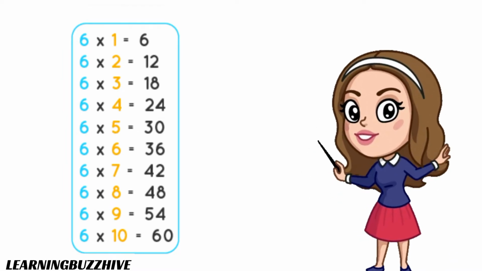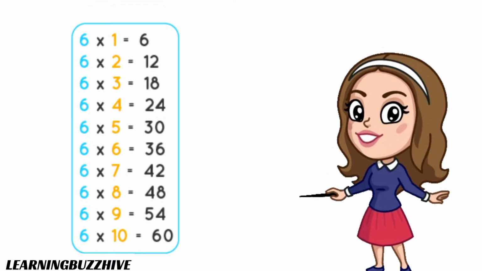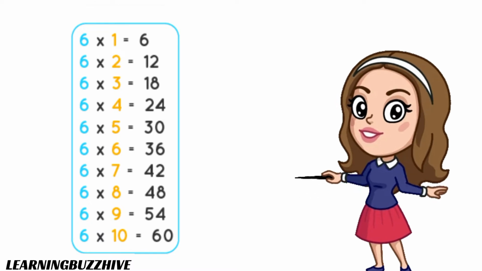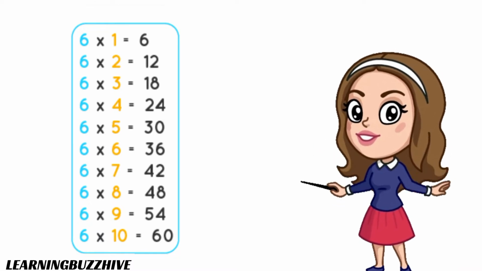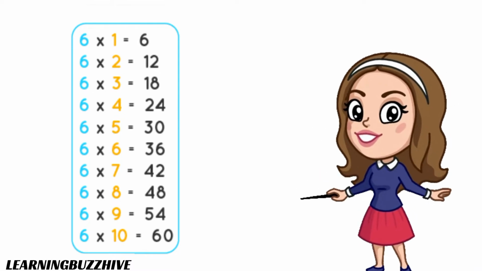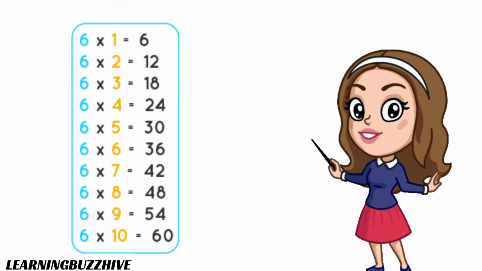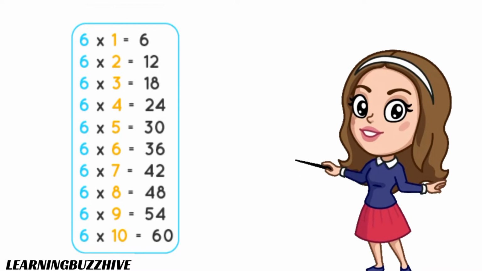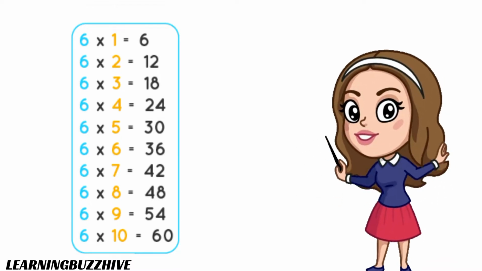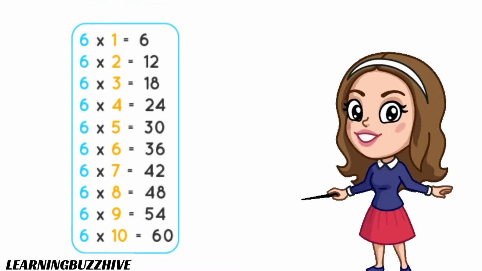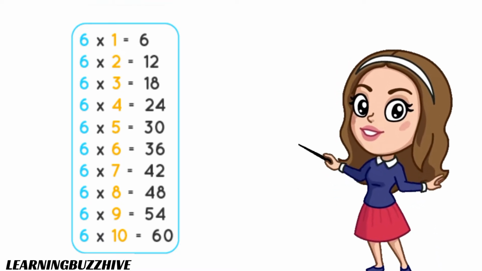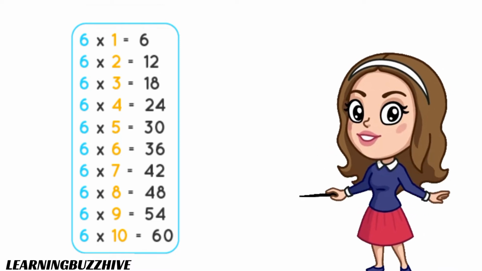6 1s are 6. 6 2s are 12. Six threes are 18. Six fours are 24. Six fives are 30. Six sixes are 36.